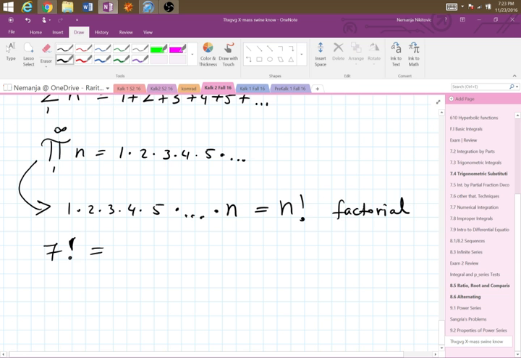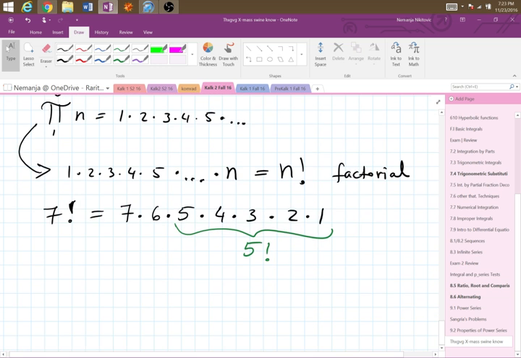7 factorial is equal to 7 times 6 times 5 times 4 times 3 times 2 times 1. That's what 7 factorial is. Now, looking at 7 factorial, you can spot that, let's say, this much is 5 factorial. So I can also write that 7 factorial is equal to 7 times 6 times 5 factorial. I can play these games.